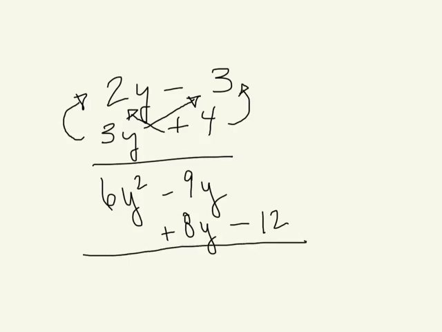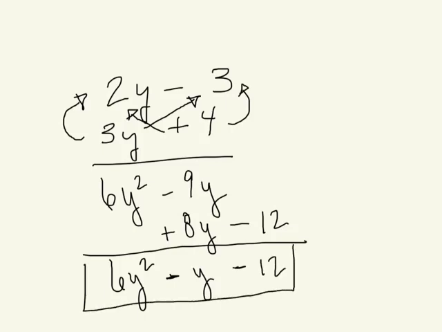So what you get here is, when you're adding columns, 6y squared, a negative 9y and a positive 8y is a negative 1y, which I'm just going to put as negative y. And then you have a minus 12. Right here is your answer. Okay, so one more. It doesn't matter what it's going to be. I mean, let's say I have something like this.